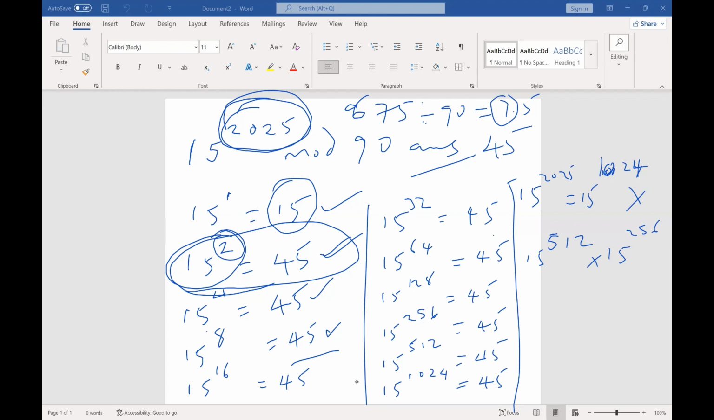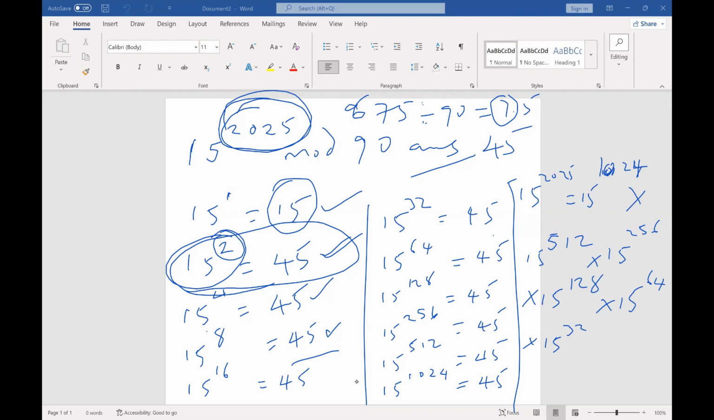The closest we have is 128. Let's reduce 128. We're left with 105. The closest we have is 64. So let's remove 64 from this. We are left with 41. The closest we have is 32. Let's remove 32 from this. The closest we have is power 9.